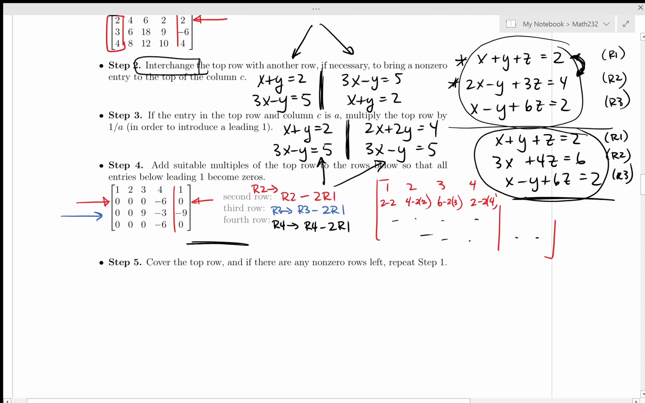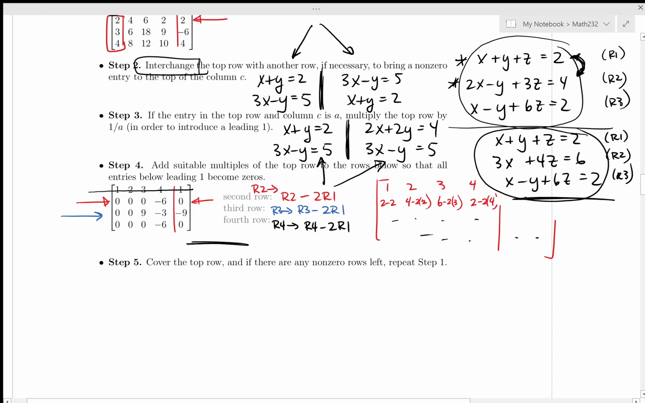Okay, so now I'm here in step 4, and it says here, cover the top row, and if there are any non-zero rows left, repeat step 1. So what I'm sort of thinking about doing is covering the top row.